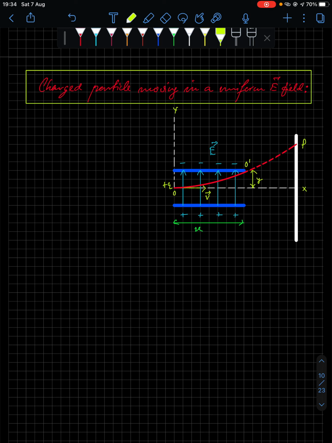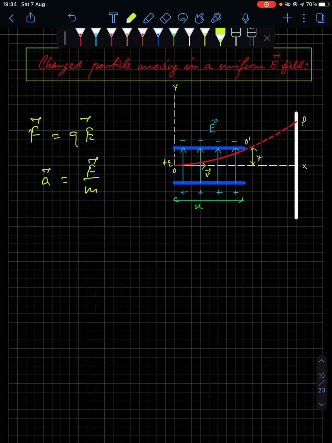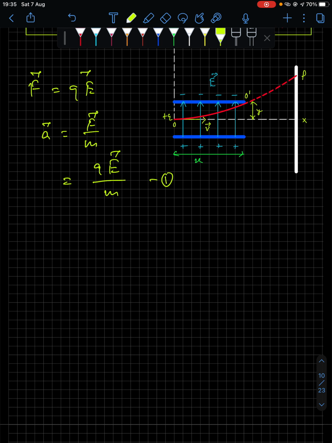So after firing the positive charge, the electric force experienced by the charged particle will be QE, right? Now from Newton's second law, we have the acceleration relation as F by m. Since the force we are talking about here is electric force, you can write QE in place of F, divided by m. So this is your equation number 1.